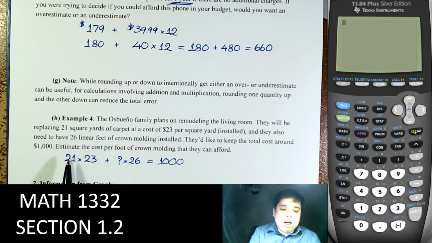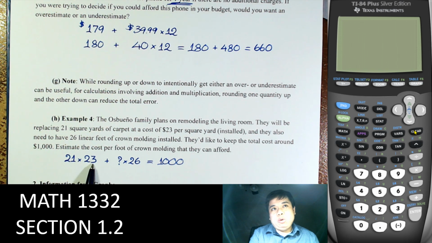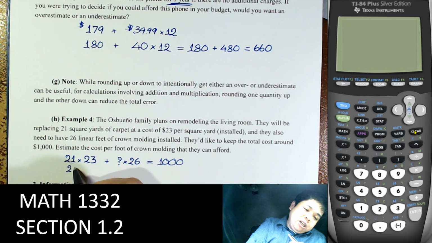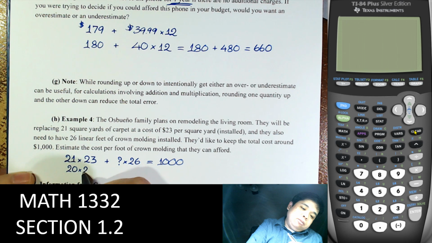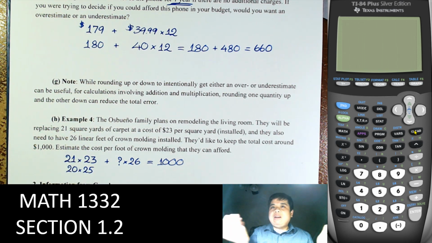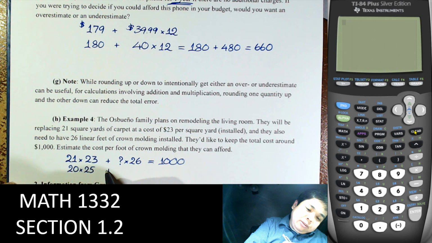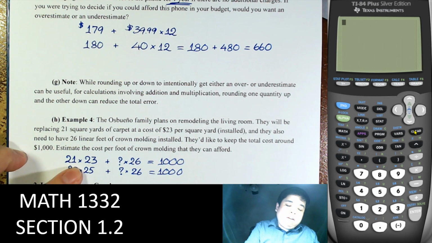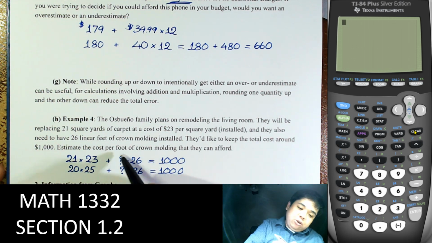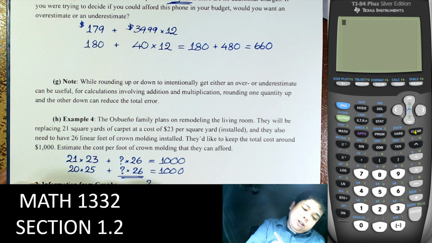First, to get this, we just round the numbers. Of course, we can round this to 20, we can round this to 30, but that 30 would be too much. So how about 21, we'll round down, and 23 we'll round up. So in that case, 20 times 25, that's 500. It's easy to calculate, right? So that is 500. So 500 plus something is equal to 1,000. So that means this something is 500.